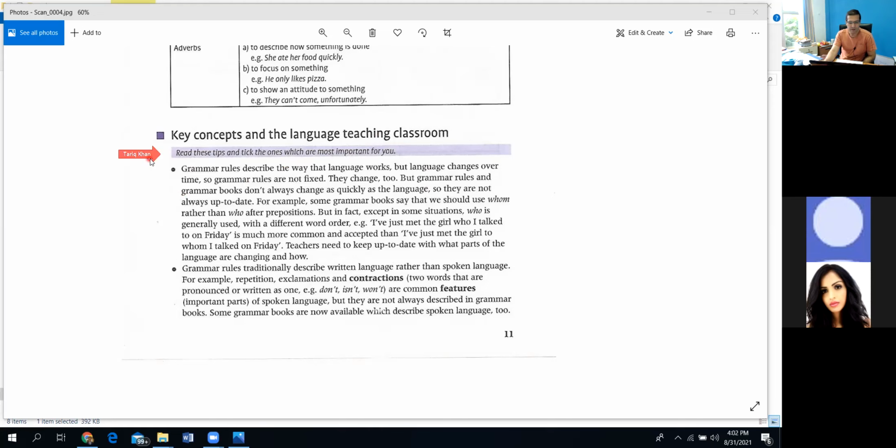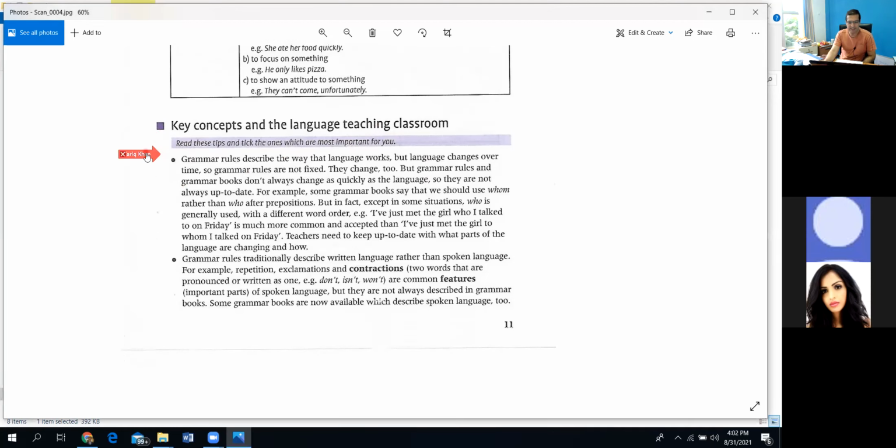First point which they are discussing, it is a general point of view about the grammar rules and the language rules. Like if you see, so it's for your general knowledge. I will just go through that. Grammar rules describe the way that language works.